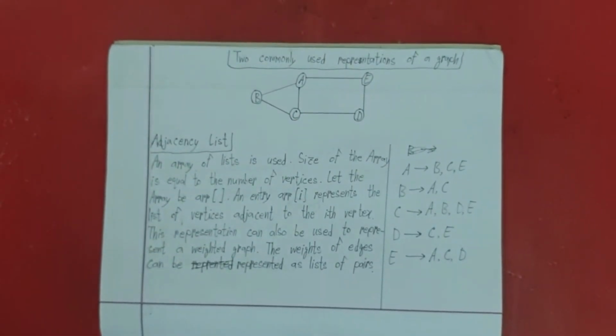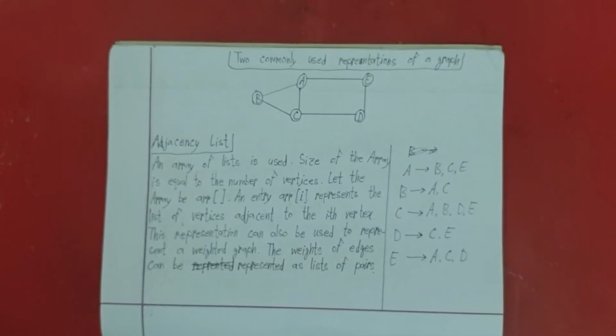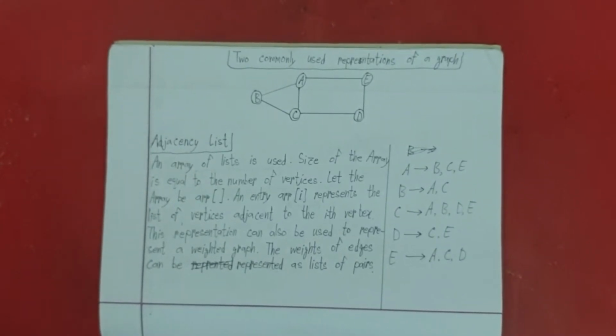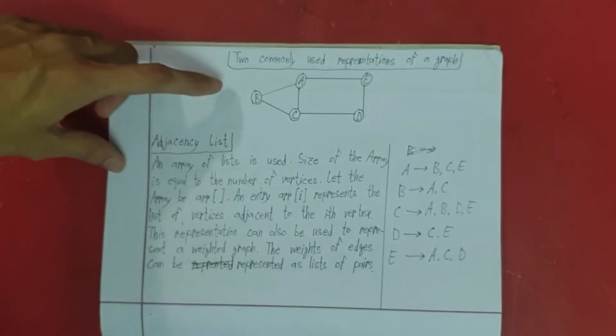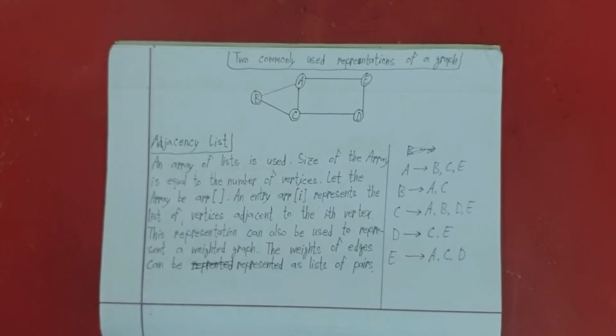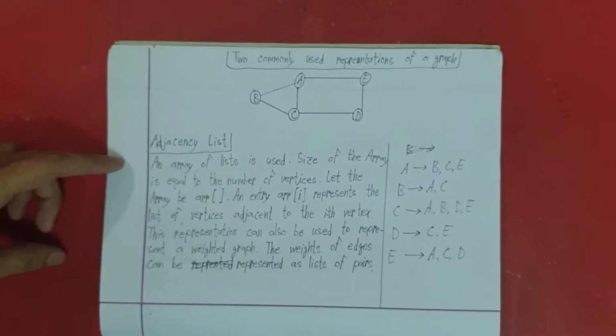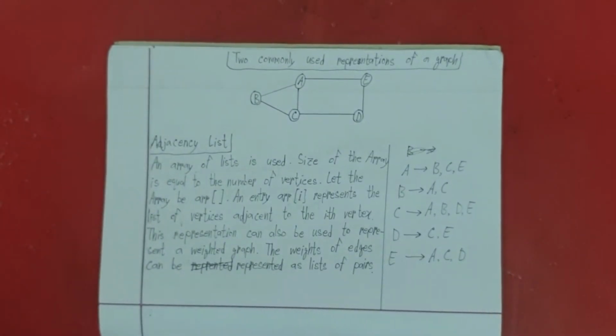The two commonly used representations of graph are adjacency list and adjacency matrix. Now let's start with the list. So here is a graph with 5 vertices. Adjacency list: an array of lists is used. The size of the array is equal to the number of vertices.